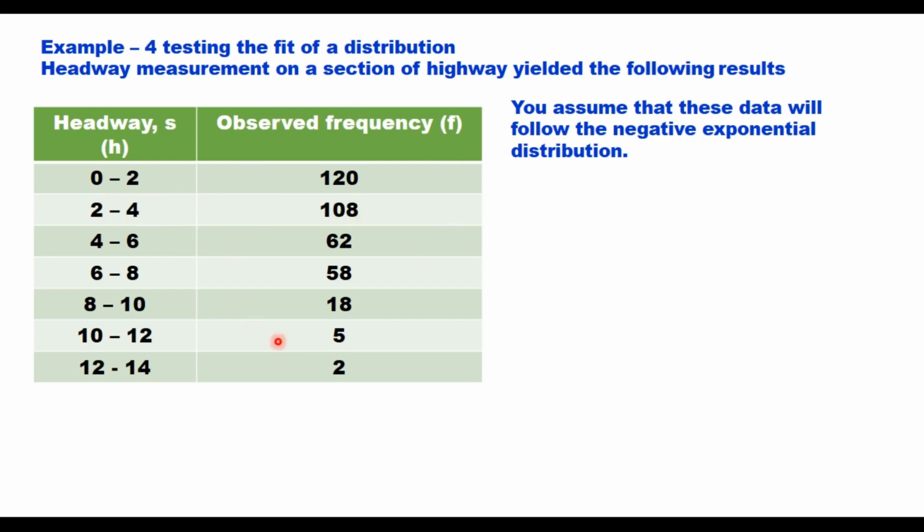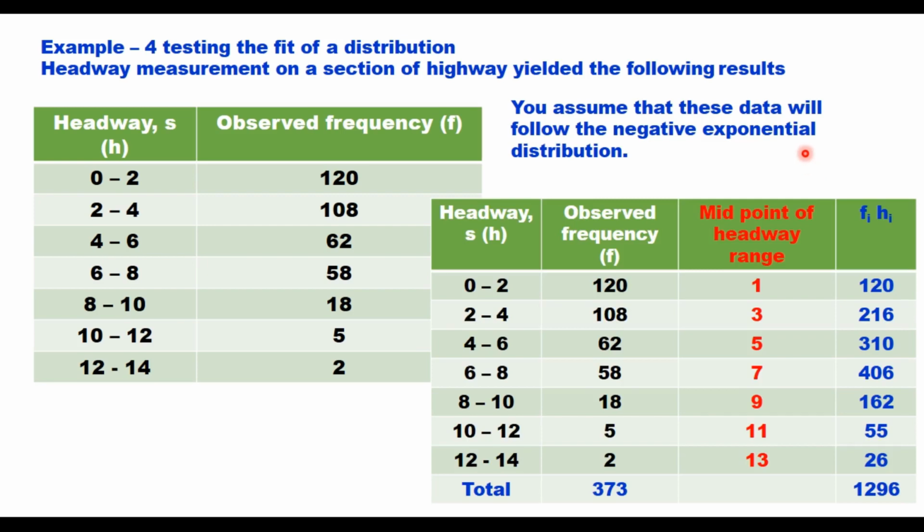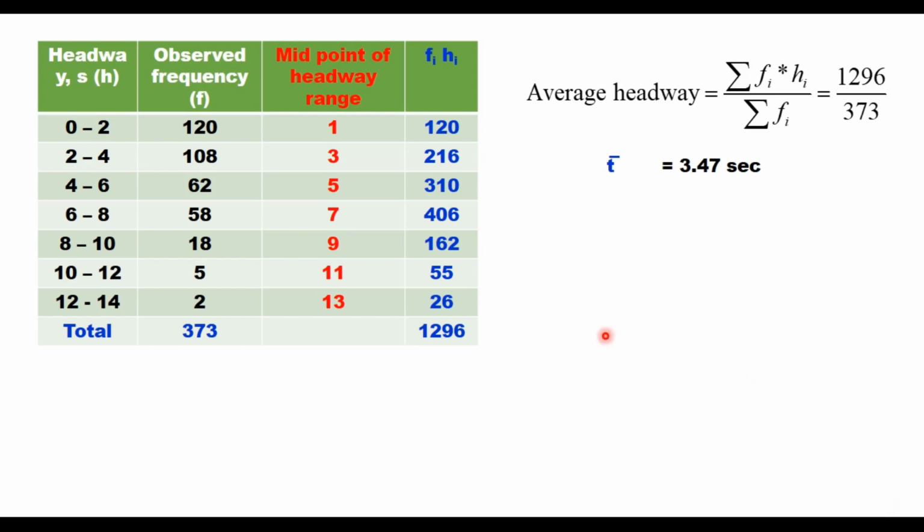And you assume that these data will follow the negative exponential distribution. So let us first fit these data into a negative exponential distribution. So what we do here, you add 2 more columns here, take the midpoint of the headway range 0 to 2, 1, 2 to 4, 3, and so on, and the frequency here Fi. You calculate 120 into 1, that is 120, 108 into 3, 216, and so on, and that is the total sum of Fi Hi. So with these values, you calculate average headway, summation of Fi into Hi upon summation of Fi, that is total number of frequency, that is 373. So you get an average headway of 3.47 second.